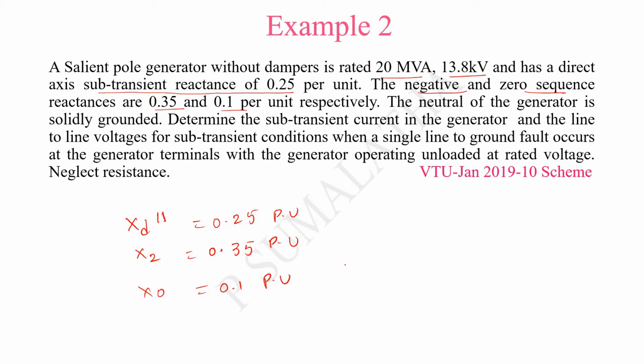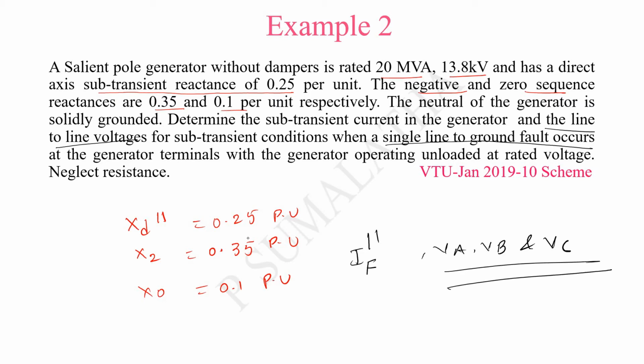They are asking us to find the subtransient current in the generator and the line voltages VA, VB and VC for the subtransient condition only, when a single line-to-ground fault occurs. What does that mean? The subtransient current is nothing but the fault current, and we need to find the line voltages also whenever the system is subjected to the single line-to-ground fault.